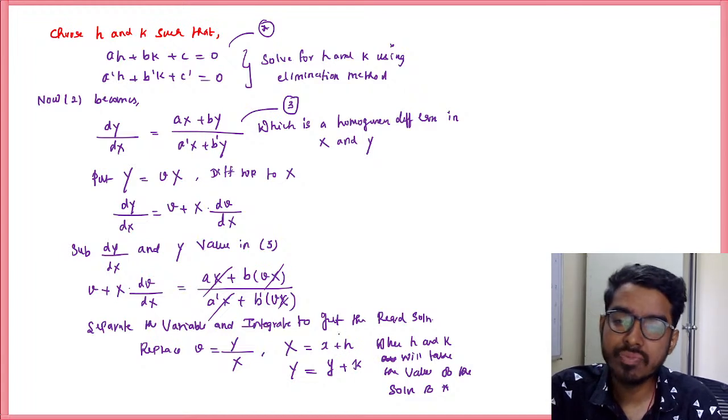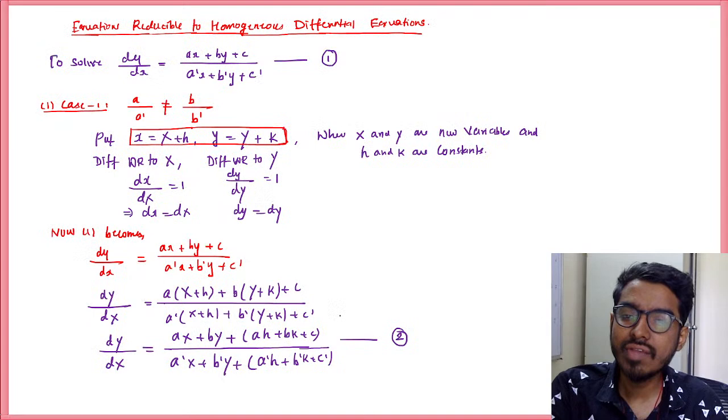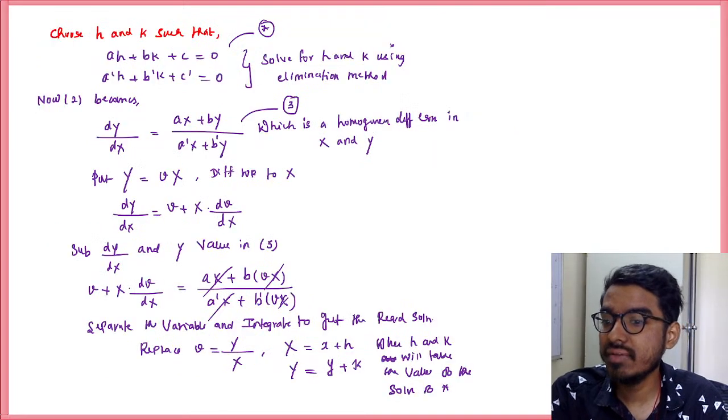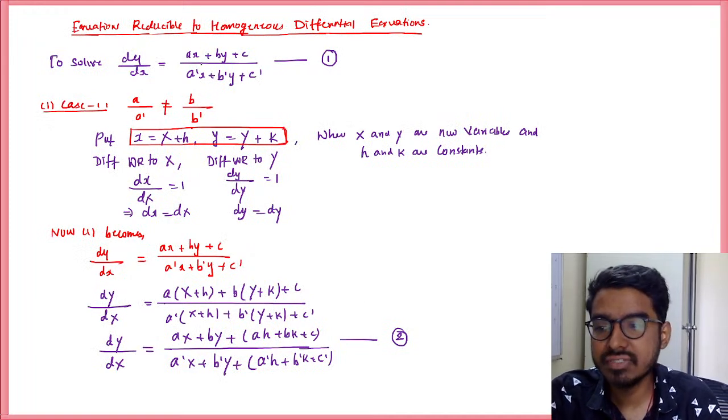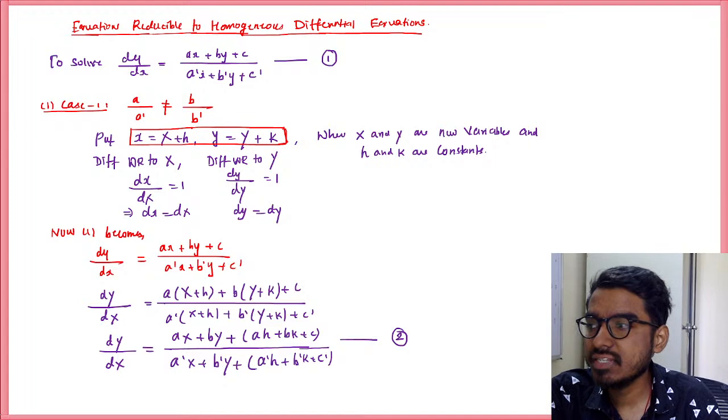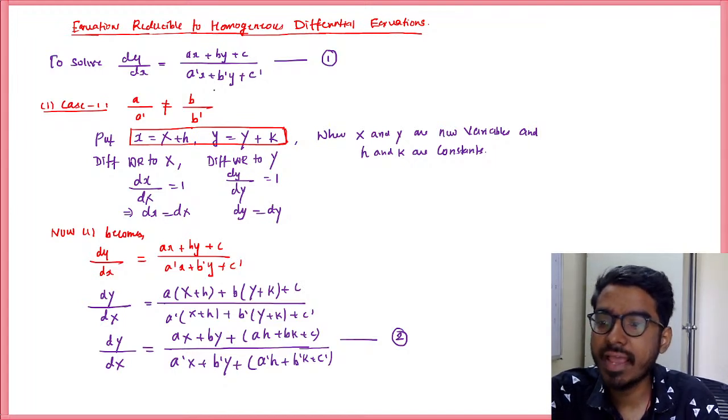This is the procedure. Is it clear? You understand the procedure? Problem solving is very, very easy. That is what I am saying, right? So whenever you have dy by dx equal to ax plus by plus c divided by a dash x plus b dash y plus c dash, this equation can be reduced to a homogeneous differential equation.